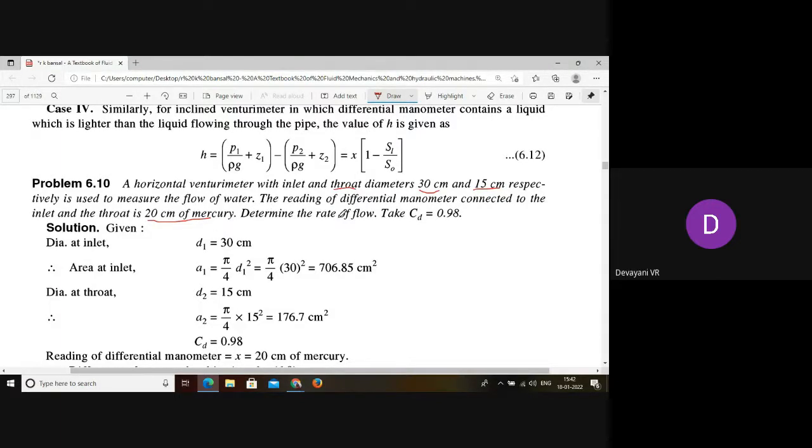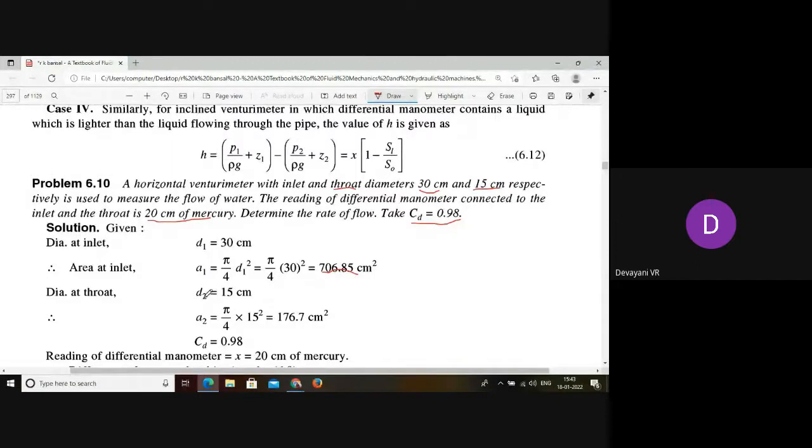We should calculate the rate of flow, that is the discharge, theoretical discharge as well as the actual discharge. And also they have given the coefficient of discharge as 0.98. So let's write the given data. The diameter at the inlet D1 is 30 centimeters, and for that the area A1 is pi by 4 into D1 square. Substituting the value, we get the area as 706.85 centimeters square.